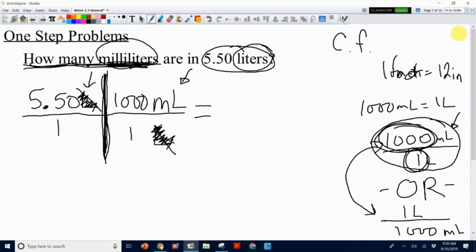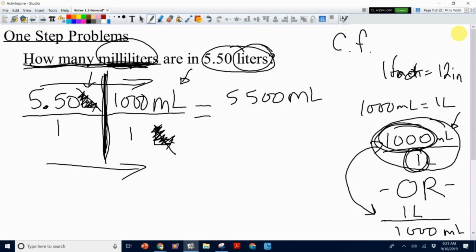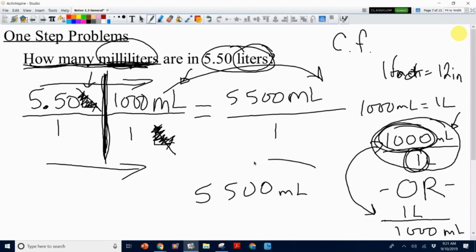Now to do the math for dimensional analysis, you're multiplying. So you're just going to multiply the top straight across and the bottom straight across. So 5.50 times 1,000 is 5,500 milliliters. You want to pull over your unit as well, over 1, because 1 times 1 is 1. But this is over 1, so it's 5,500 milliliters. Okay, and that's the same answer we got when we just moved the decimal. Okay?